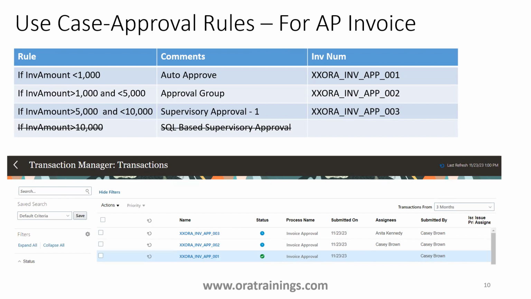And you can see in the screen below, I just performed the test. The first invoice was auto approved. In the second invoice, as the amount was greater, matching the criteria, it is assigned to a particular user called Cassie Brown. And in the third one, it is assigned to a user called Anita Kennedy. Now let us see how we start the customization.